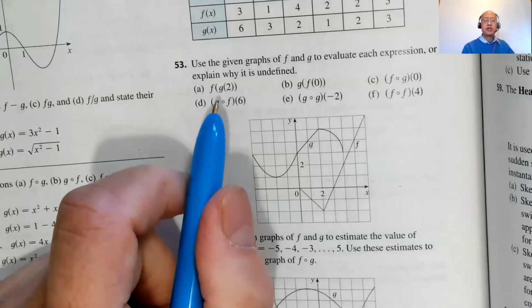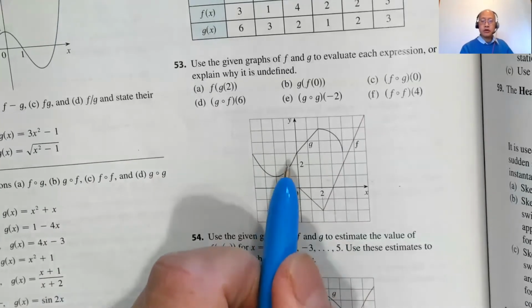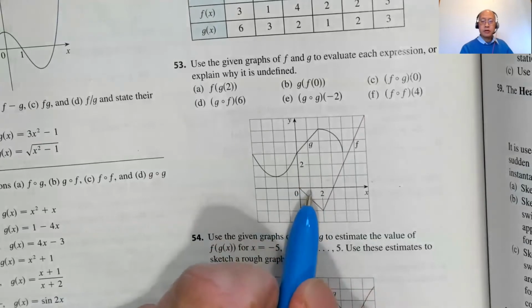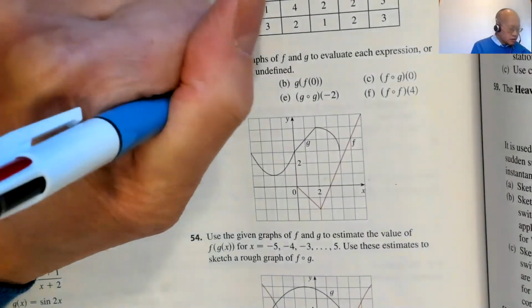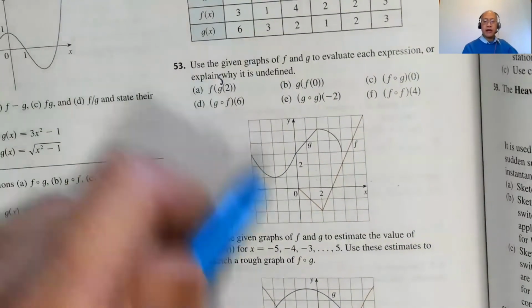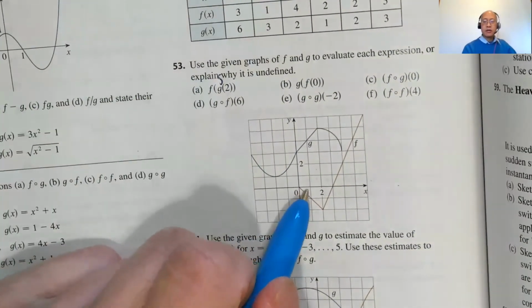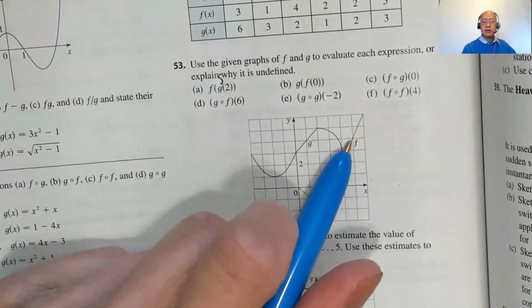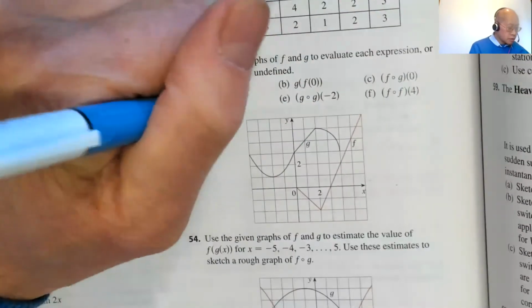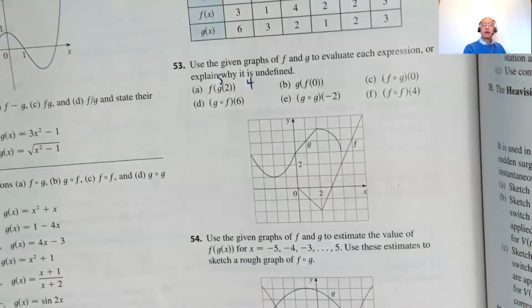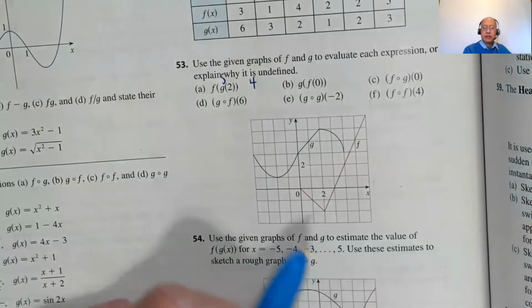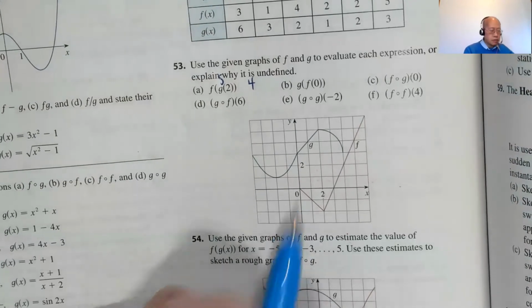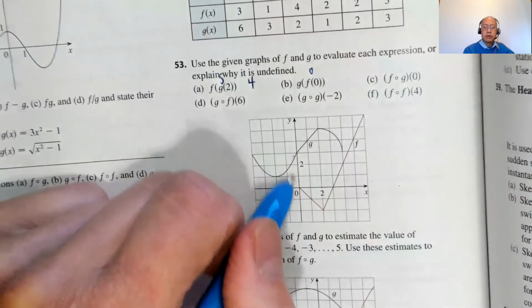Okay, so f of g of 2. G of 2, blue graph. G of 2 is 1, 2, 3, 4, 5. And then I want f of 5. 1, 2, 3, 4, 5. I'm here. So where's here? 1, 2, 3, 4. Which means it's just 4. G of f of 0. F of 0 is 0. Then I want g of 0. 1, 2, 3.